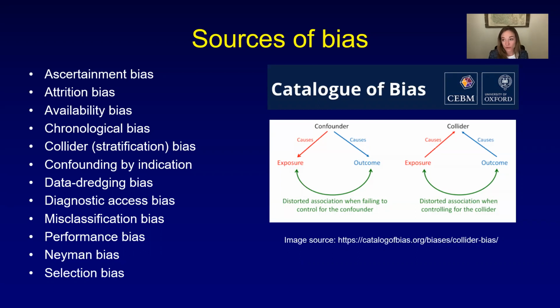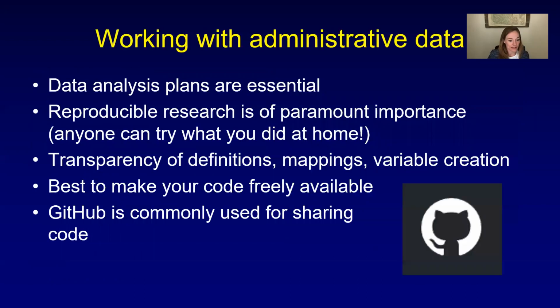And as someone who's participated in study section, these different types of bias come up a lot in discussion: selection bias, confounding by indication, stratification, and collider bias. These things come up, so really think about it, because there's a number of people out there who are very familiar with these sources of bias, and it's really important to address in administrative data research. Next slide.